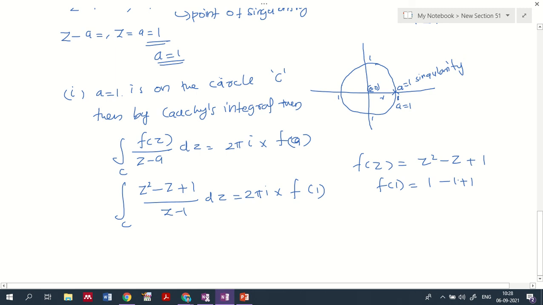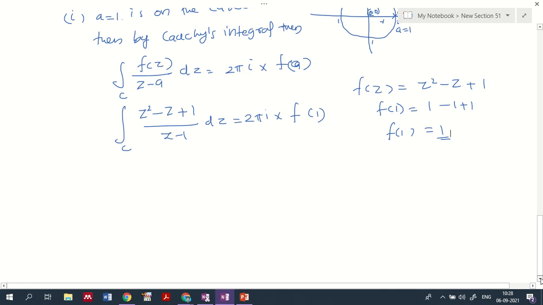Let me just check it here. Yes, 1 minus 1 plus 1, so f of 1 will be equal to 1. Now if I substitute that into the case, I'll be getting 2 pi i into f of 1, which is 1. So that is 2 pi i that I'll be getting here.